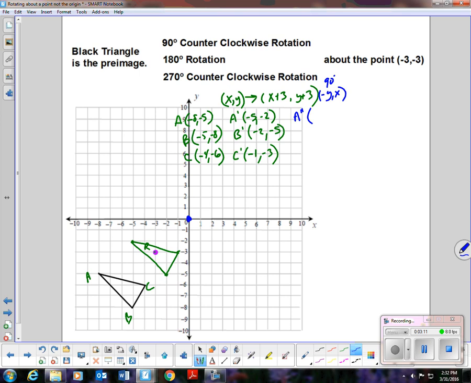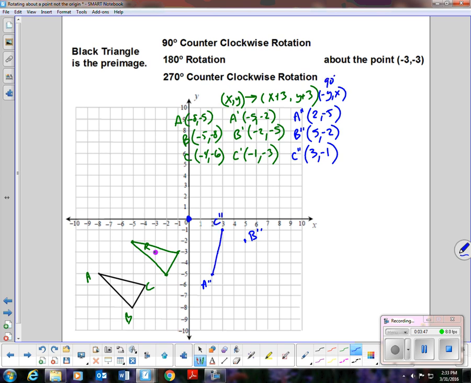A double prime is going to be 2, -5. B double prime is going to be 5, -2. And C double prime is going to be 3, -1. And so we're going to graph this. That's 2, -5, which is here. That's 5, -2, right there. So that's B double prime. This was A double prime. And then 3, -1, which is here, and that's C double prime.